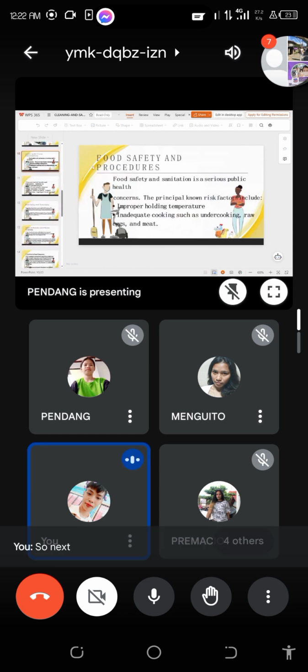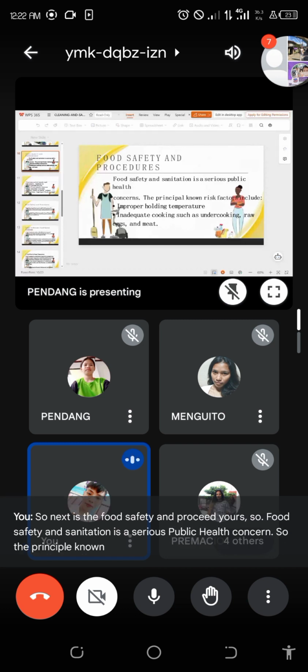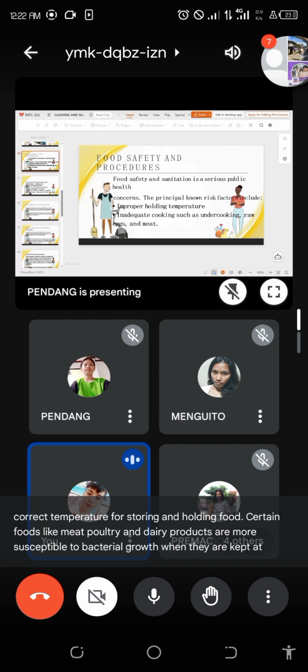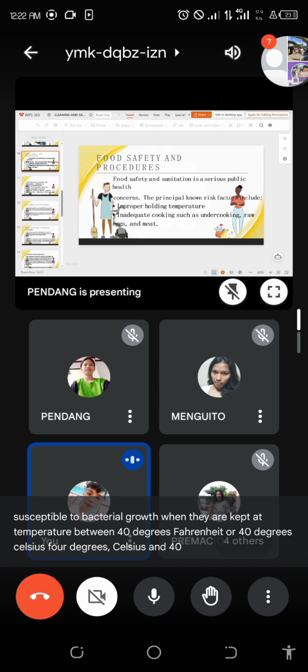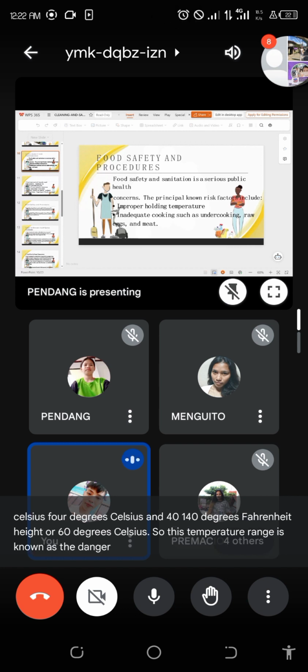So, next is food safety and procedure. Food safety and sanitation is a serious public health concern. So, the principal known risk factors include improper holding temperature. This refers to the failure to maintain the correct temperature for storing and holding food. Certain foods like meat, poultry, and dairy products are more susceptible to bacterial growth when they are kept at temperatures between 40 degrees Fahrenheit or 4 degrees Celsius and 140 degrees Fahrenheit or 60 degrees Celsius. This temperature range is known as the danger zone because when food is left in the danger zone for too long, bacteria can multiply rapidly and cause foodborne illnesses.